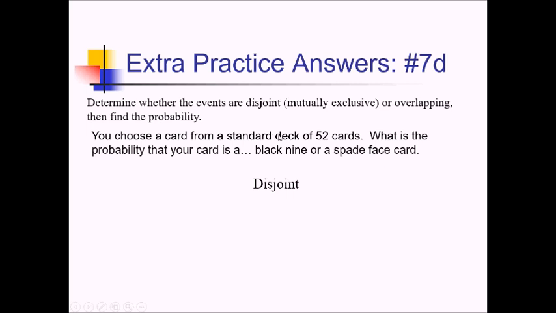So probability of a black 9, well, overall we've got 52 cards, and out of those 52, the only black 9s are the 9 of clubs and the 9 of spades, so that's 2 of them. For spade face cards, we have the jack, queen, and king of spades, so that's 3 of those. And then just adding those together, we have 5 over 52.